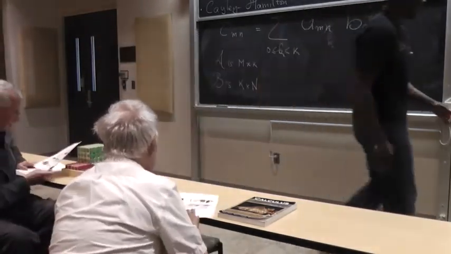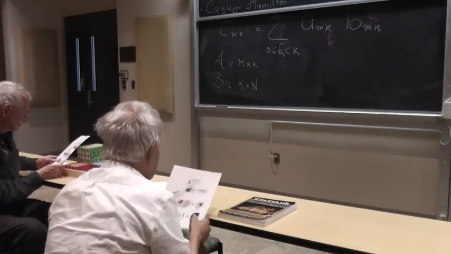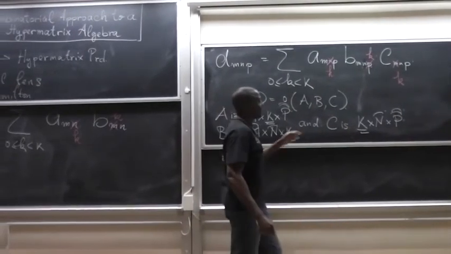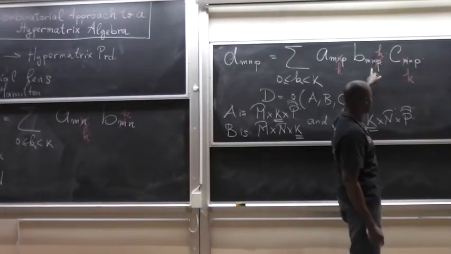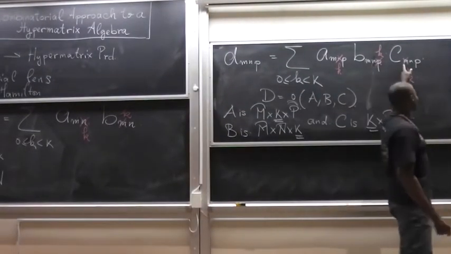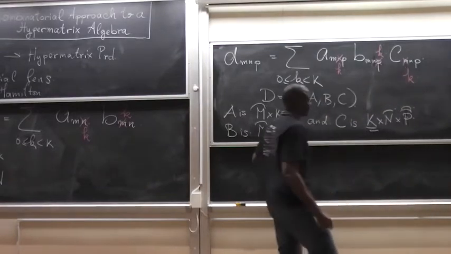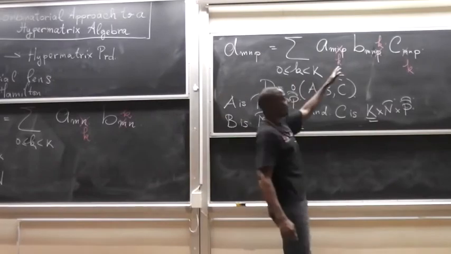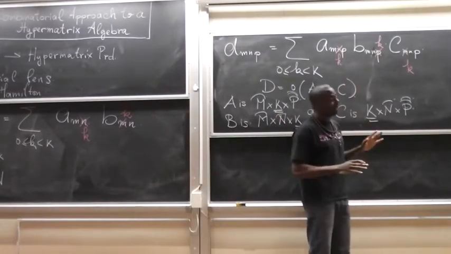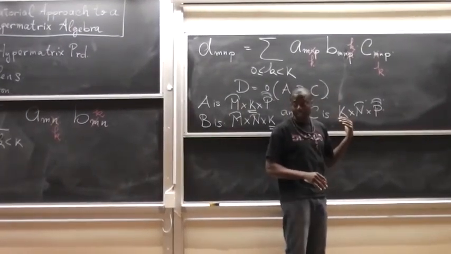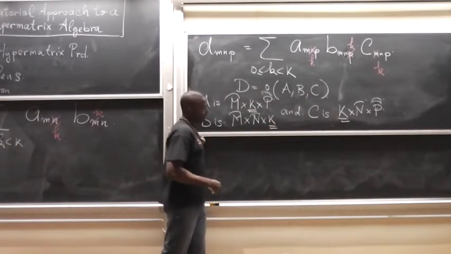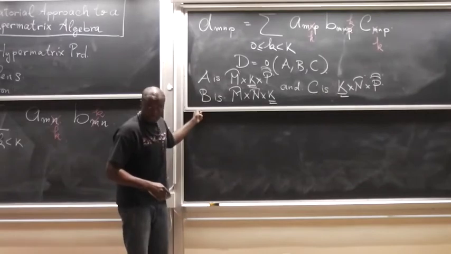So the point is that the first A is going to feed rows. B is going to feed depth, and C is going to feed columns. And what is interesting is that if the entries of B are completely 1, you go back to matrix multiplication. So matrix multiplication is a special case of this product. All right. One question. Sure.